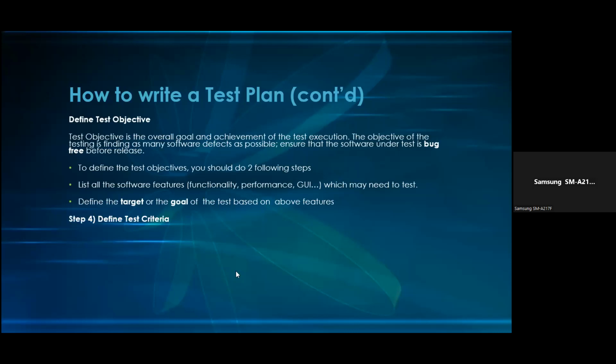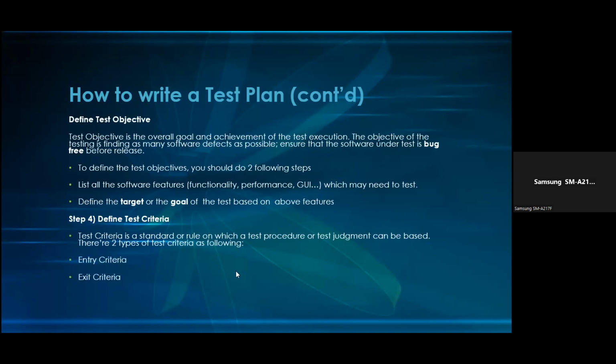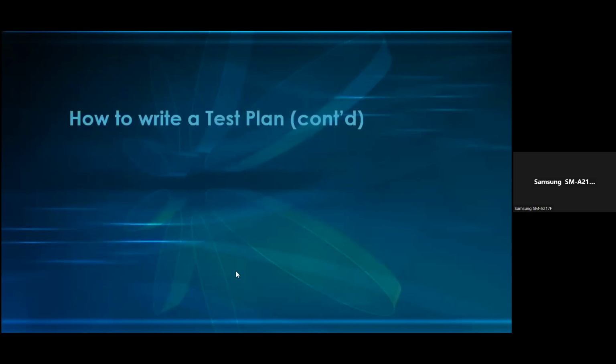Then you define the test criteria. What are the test criteria? You see the two coming again, exit and entry criteria. That's going to be part of it. Test criteria is a standard or rule on which a test procedure or test judgment can be based. There are two types of criteria, exit and entry criteria. That's it. We've explained it.